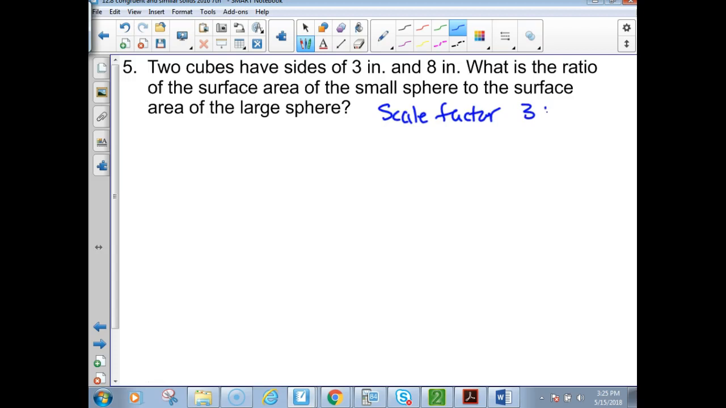is 3 to 8. What's the ratio of the surface area of the small sphere to the surface area of the large? Well, area is going to just be 3 squared to 8 squared, and then you should evaluate that. That's 9 to 64. That would be your answer. You could have a question like this on the final.